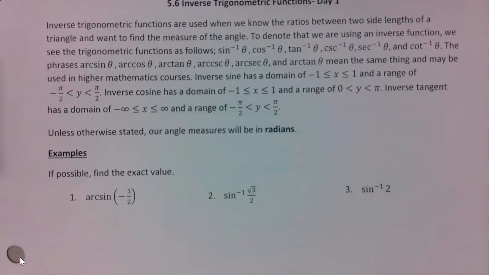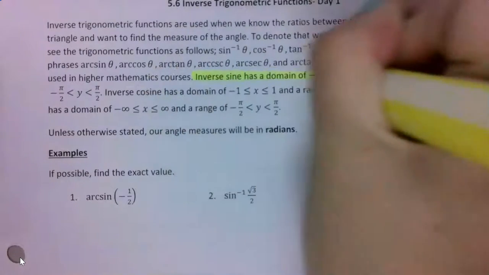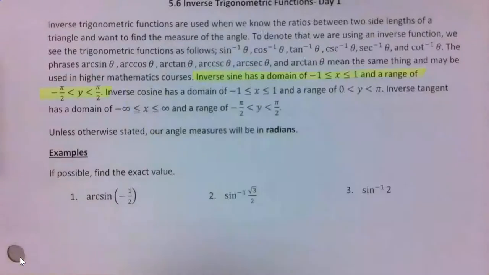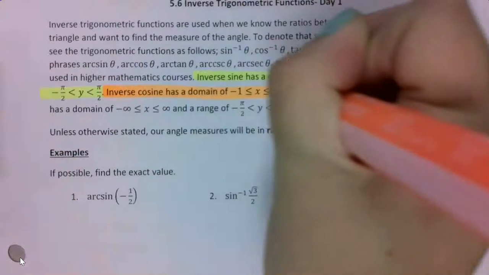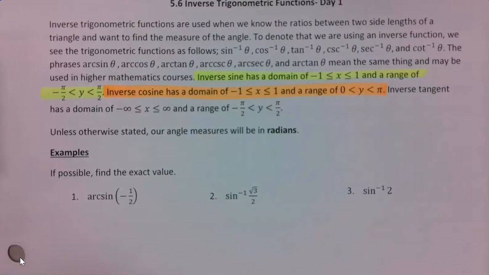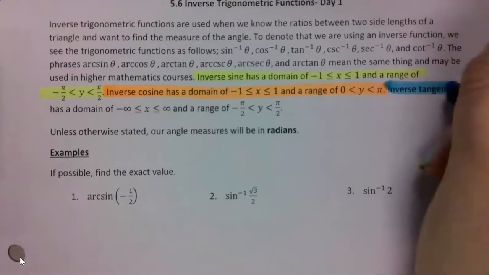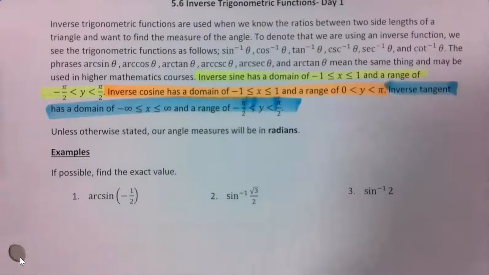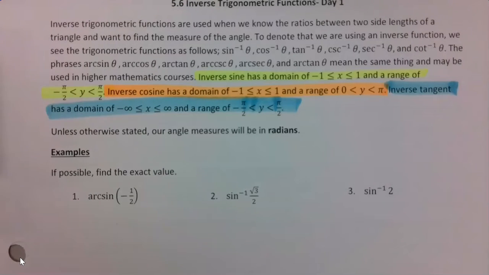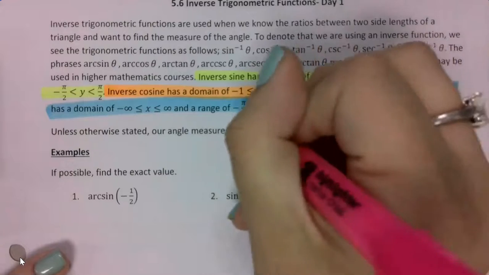So, things you need to know. Inverse sine has a domain of -1 to 1 and a range of -pi-halves to pi-halves. So these are just flipping our domain and range for our normal sine graph. Same thing for cosine. It has a domain of -1 to 1, and this range is from 0 to pi. And then inverse tangent has a domain of -infinity to +infinity, and this range is from -pi-halves to pi-halves. So when we're working with inverse trig, unless the problem tells us otherwise, we will always assume it wants it in radians.